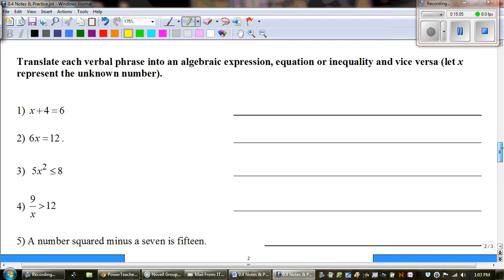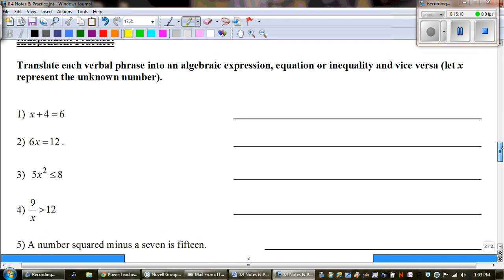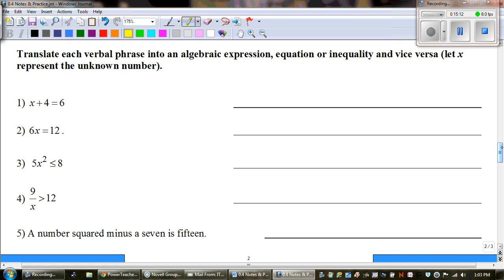Now, the bottom is independent practice that you're going to try on your own. Okay? So I will pause the video and you guys need to try 1 through 8, but we'll break these up 4 and 4. So the first time you pause it, we'll go through 1 through 4. Second time, 5 through 8. All right? Good luck. Pause that video.